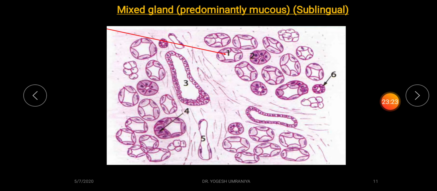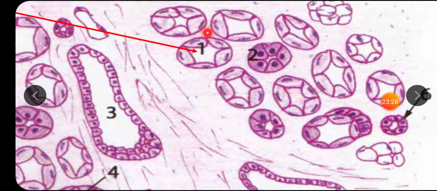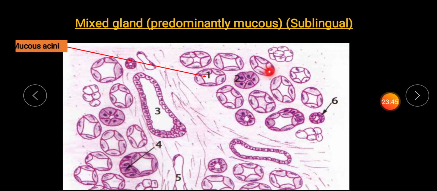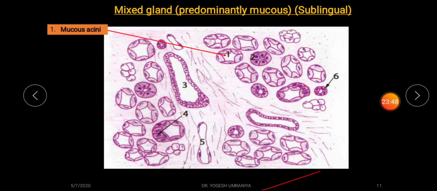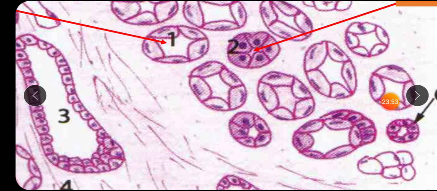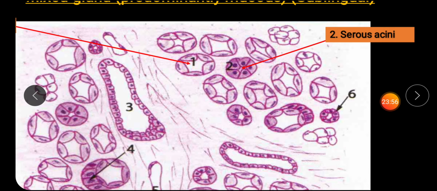First structure you can see, that is the mucus acini. You can see the lightly stained cells, as well as the nuclei situated nearer to the basal lamina, and the lumen of the acini is wider, as well as the nucleus is flat as compared to the serous one. Number 2, that is the darker staining area. So, that is termed as the serous acini. Note down the round nucleus which is situated nearer to the base of this gland.